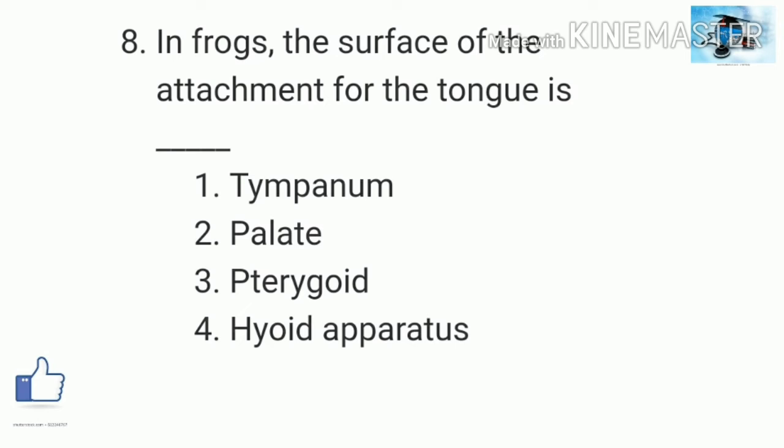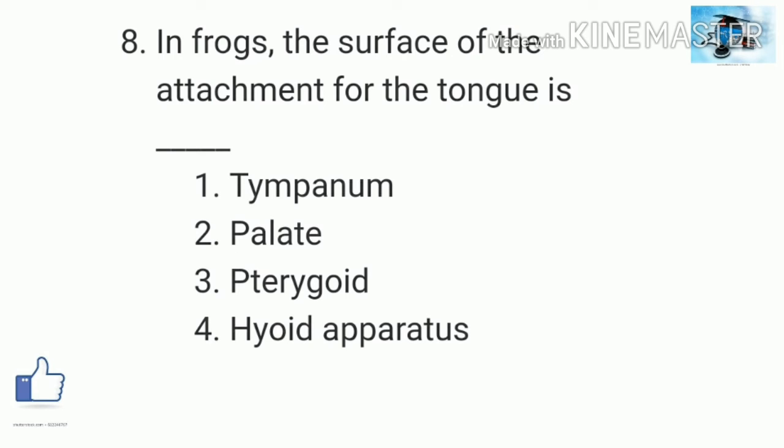In frogs, the surface of the attachment for the tongue is option 1 tympanum, option 2 palate, option 3 pterygoid, or option 4 hyoid apparatus. So the right option is option 4 hyoid apparatus, as the hyoid apparatus is located on the floor of the buccal cavity and in between the arms of the mandibular arch. So it helps in ingestion of the food. So let's move on to the next question.